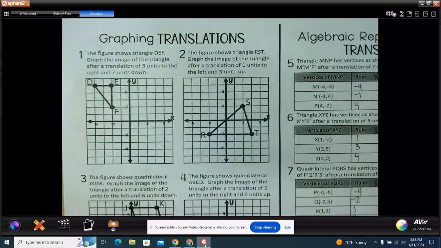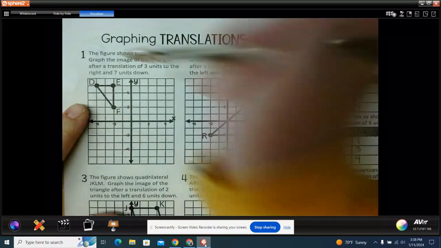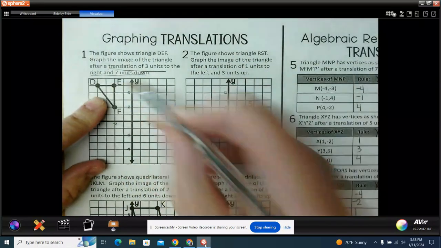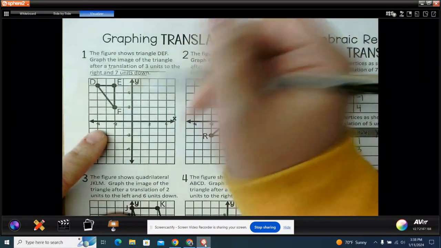Right, today we're going to look at translation. So translation is taking an image and shifting it a certain direction. So this is to translate triangle DEF 3 units to the right and 7 units down. We're going to move each point the same direction. So 3 units to the right.